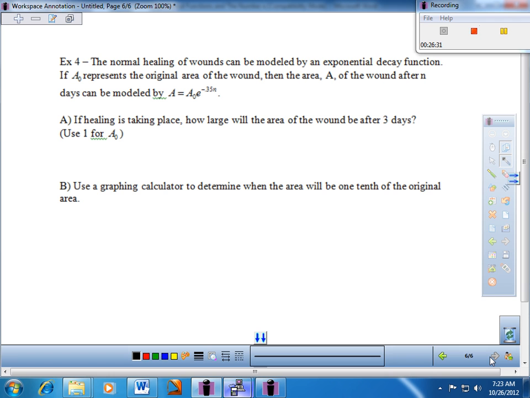Last example. The normal healing of wounds can be modeled by an exponential decay function. If A sub 0 represents the original area of the wound, then the area, A, so guys, this is going to be your dependent variable right here, the area of the wound after n days, so I should have done this as t, but that's all right. So n days, that's our independent variable, can be modeled by this function right here. So why don't we box that up?